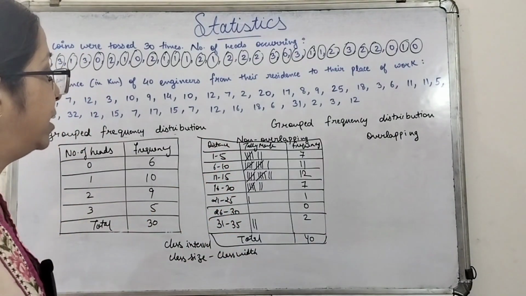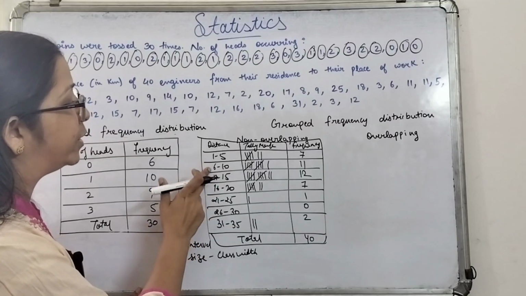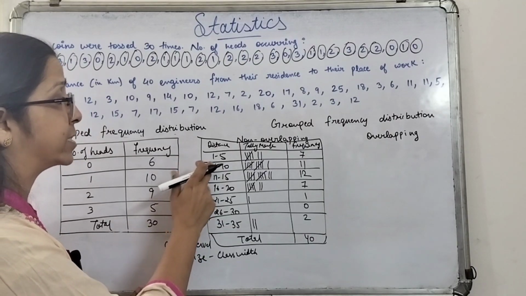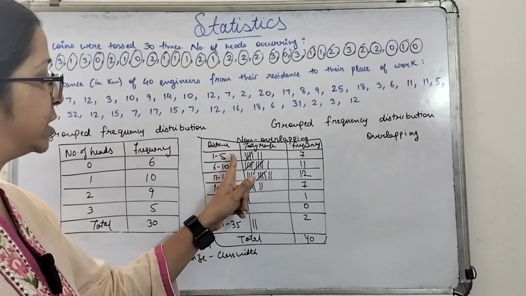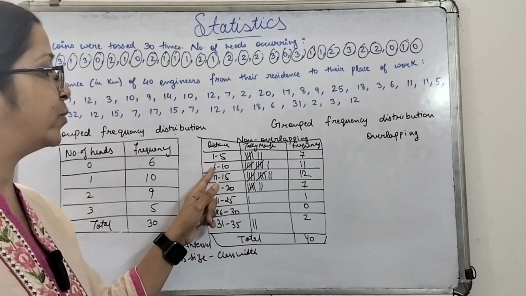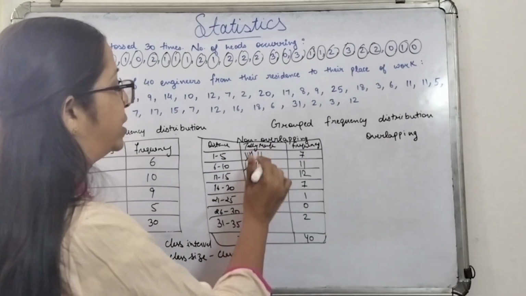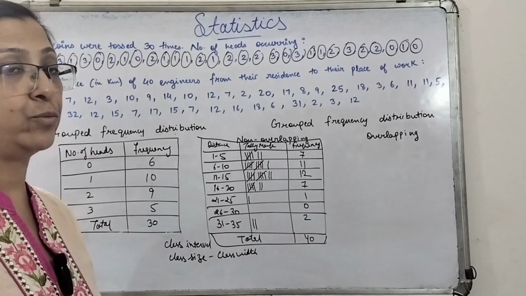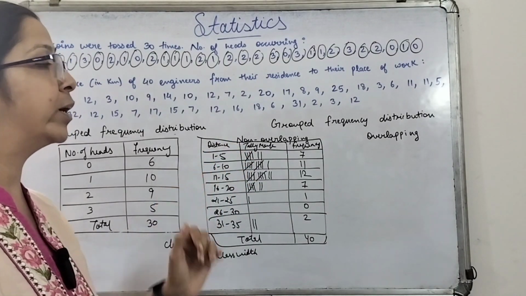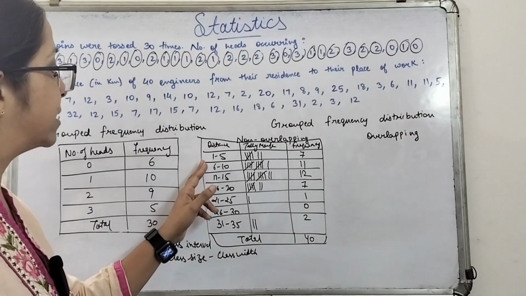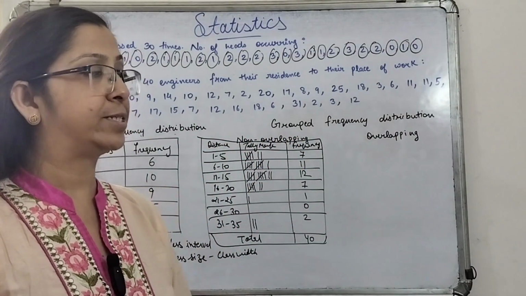Over here we can see that the upper limit of this class interval 1 to 5 and the lower limit of the next class interval, that is 6, are not the same. The upper limit of this class interval is 5 and the lower limit of the next class interval is 6. They are not the same. That's the reason this type of class interval is a non-overlapping class interval, because the upper limit of one class interval is not the same as the lower limit of the next class interval.